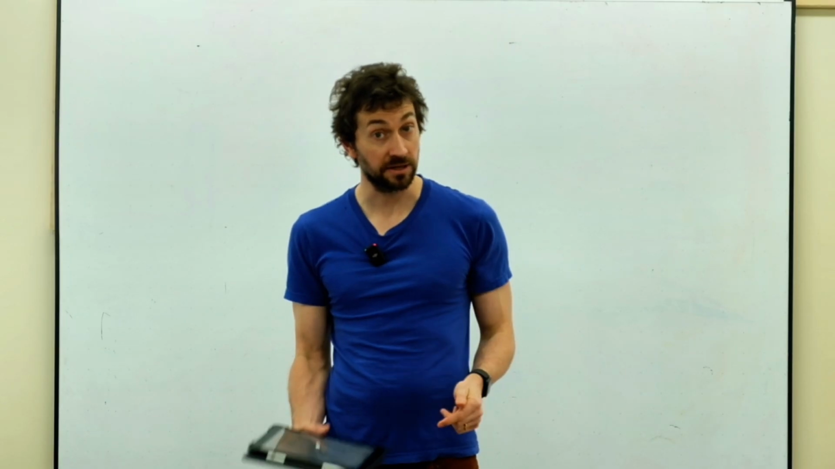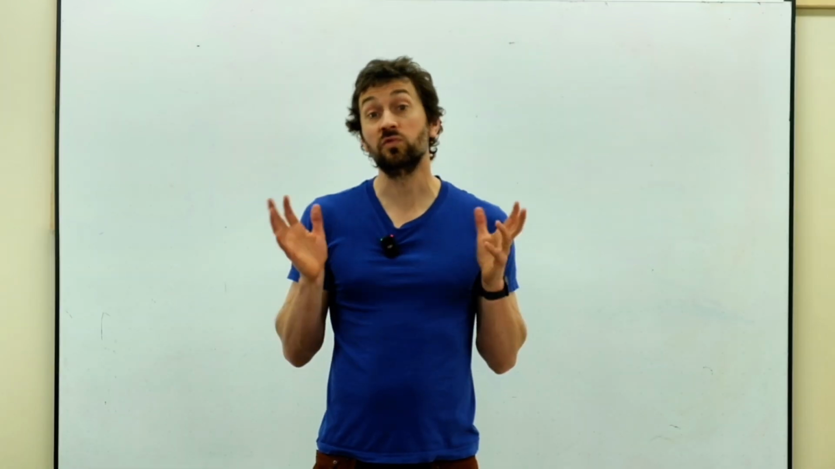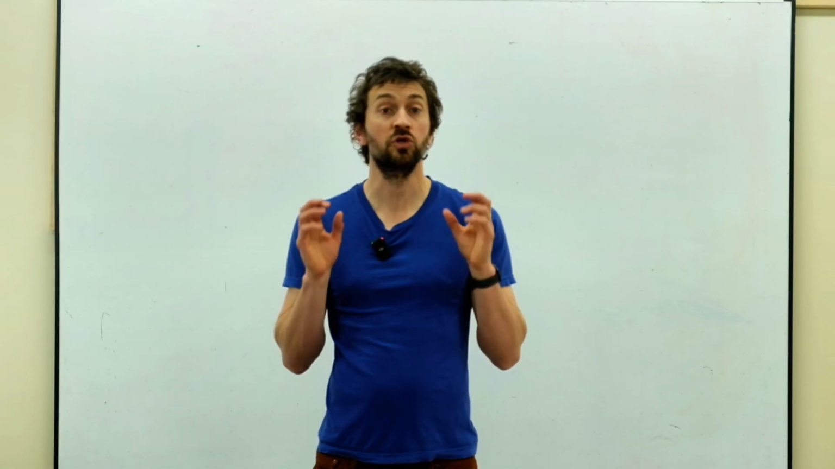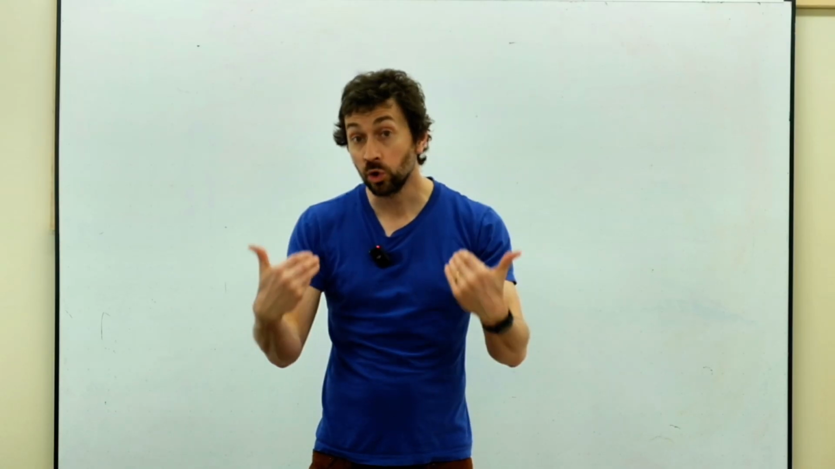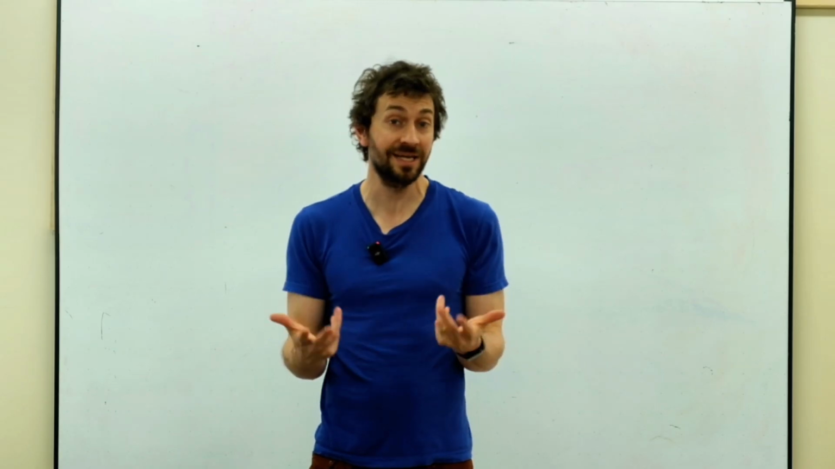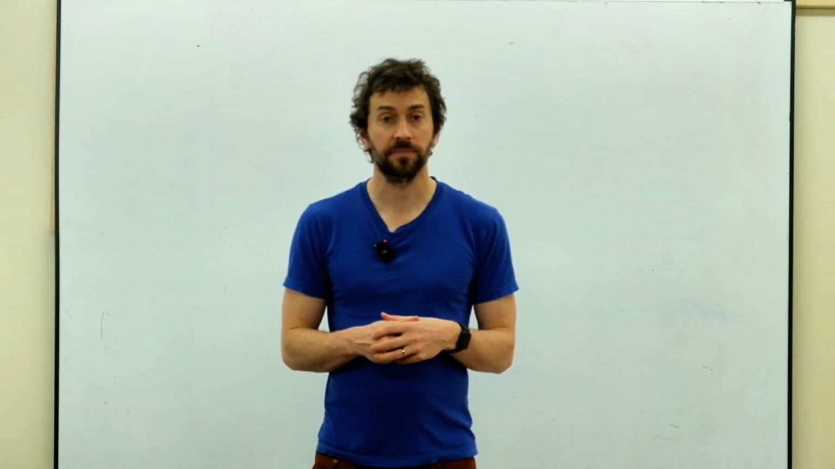However, there's a bit more next. It says, justify your reasoning. In justification, include qualitative reasoning beyond mathematical derivations or expressions. Now, this is really important. When it says use qualitative descriptions, it means don't use math. Use words and arguments and ideas in English rather than mathematics. So how do we do this question?